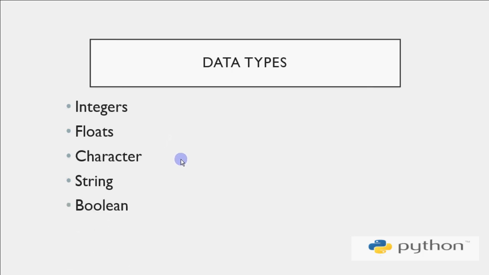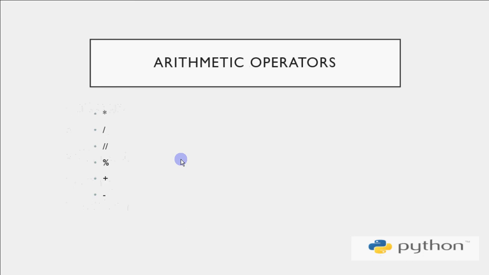Then the values can be of type Boolean. Boolean can have only two values possible, true or false. Python is case sensitive, so when you write true, the T should be capital, and in false, the F should be capital, and the rest of the letters should be small.